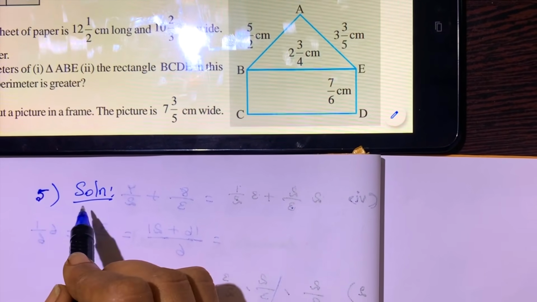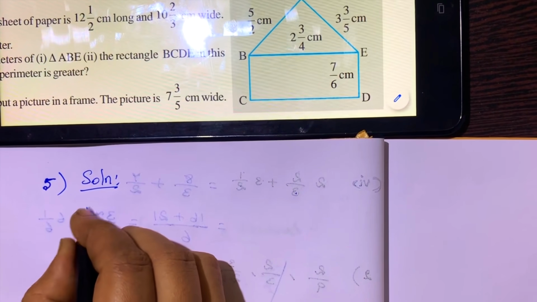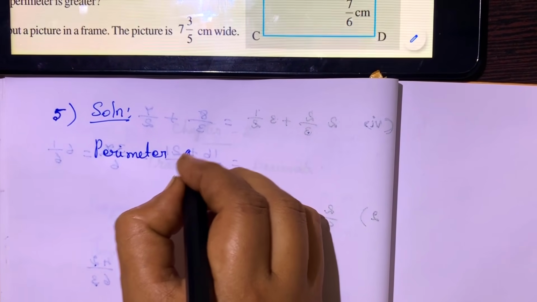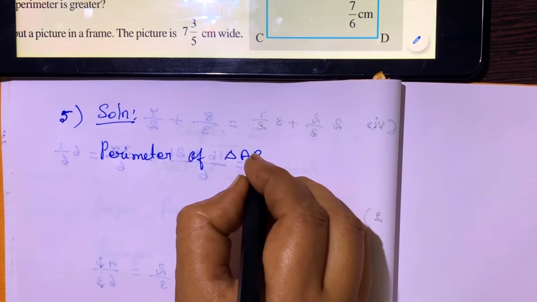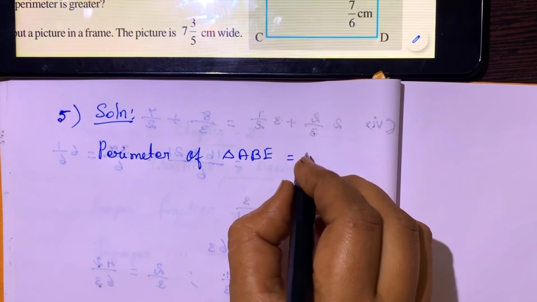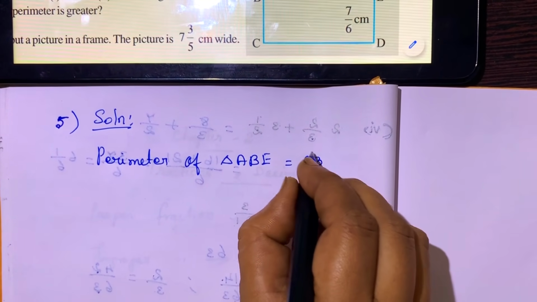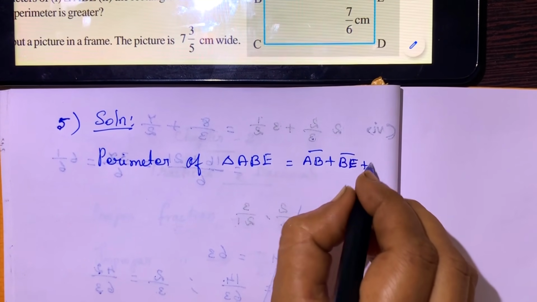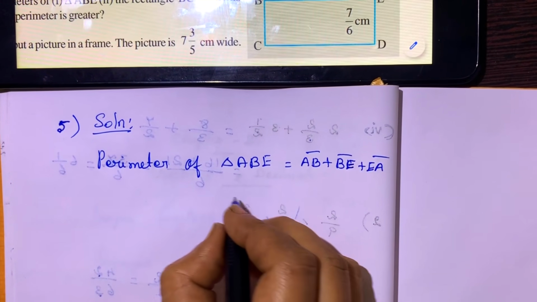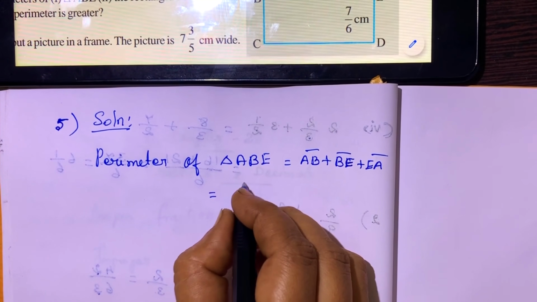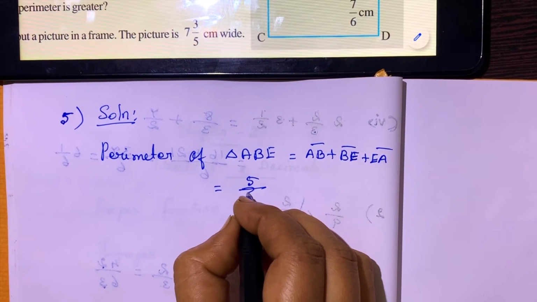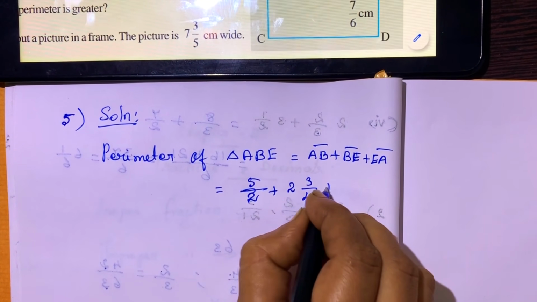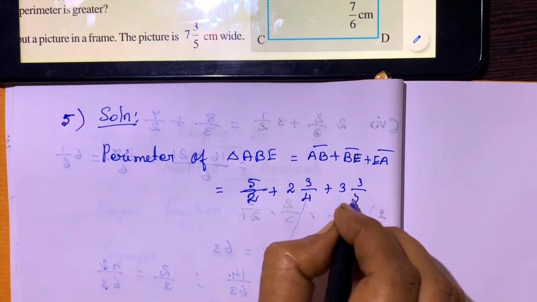Now fifth sum, solution. Finding the perimeter of triangle ABE is equal to side AB plus BE plus EA, which is equal to AB is 5/2 plus 2 3/4 plus 3 3/5.